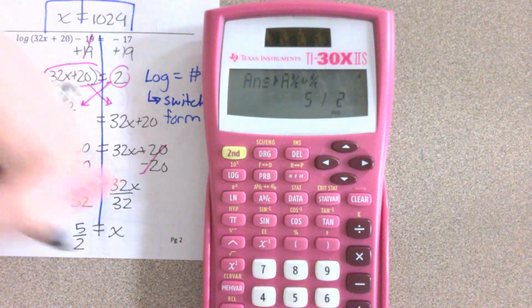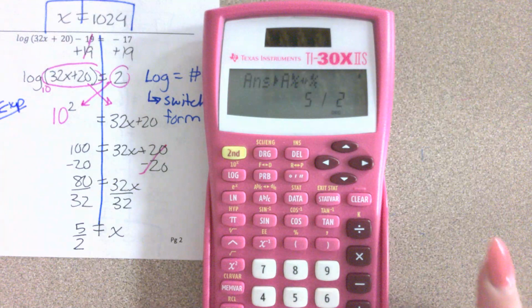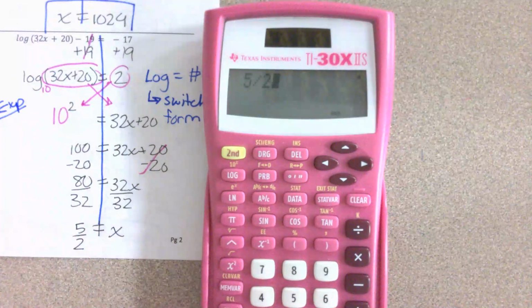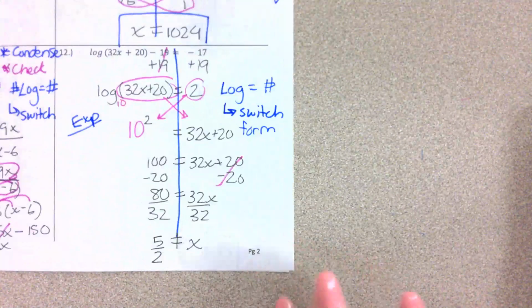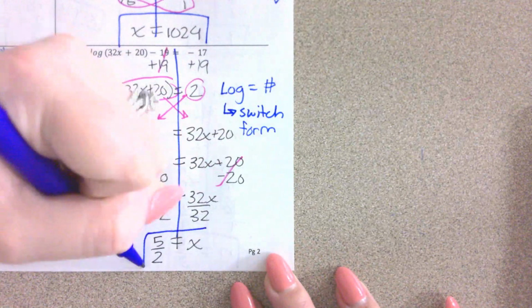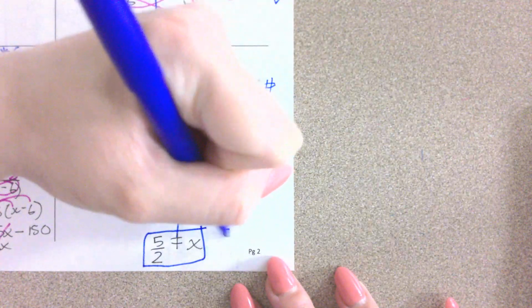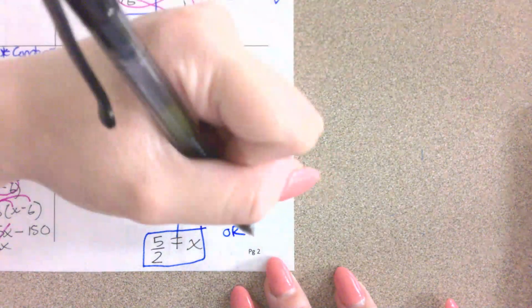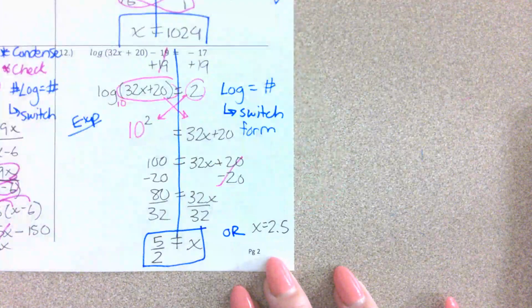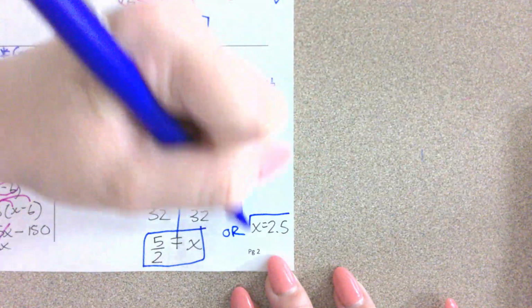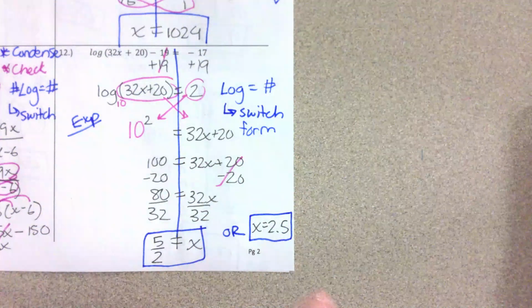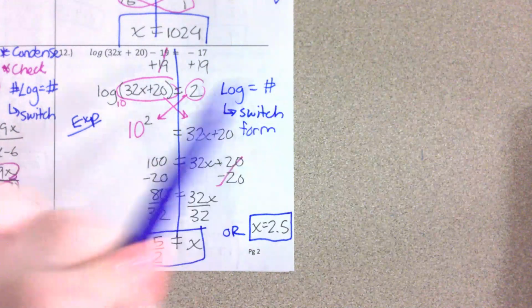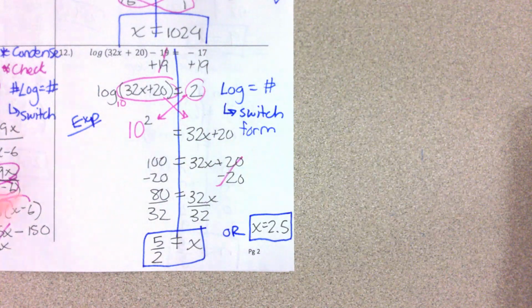5 over 2 if we want to reduce it. And then, of course, we can always just do that as a decimal. 5 divided by 2 is 2.5. So, x equals 5 over 2, or x equals 2.5. Either answer will do. It just depends on your preference. Once again, if the decimals aren't nice, keep it as a fraction, but this is a nice decimal, so I'll take either. And then reminder, log equals number doesn't cause problems, so you don't have to check it.